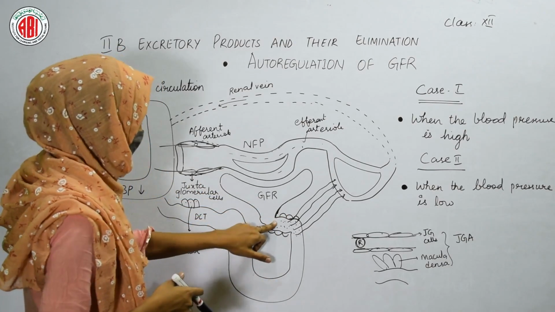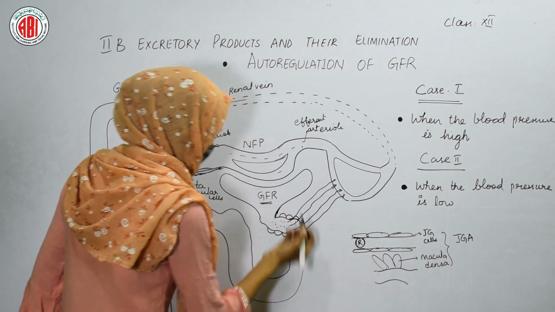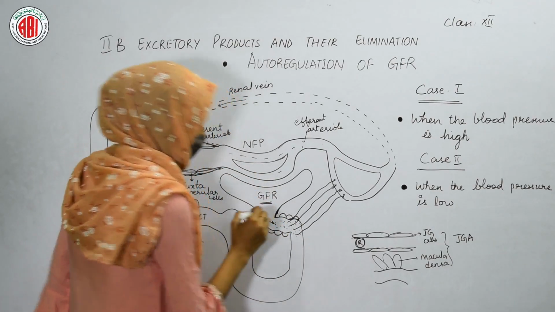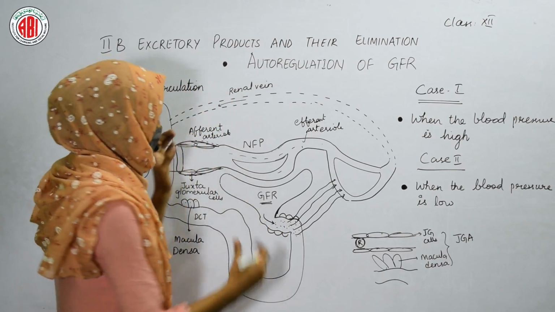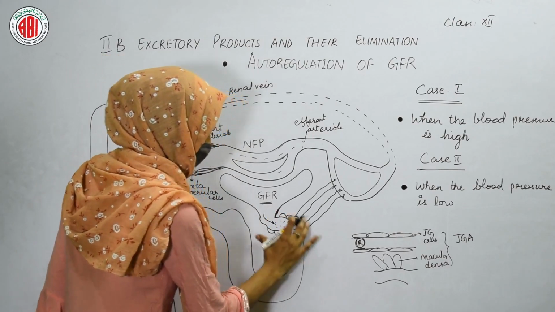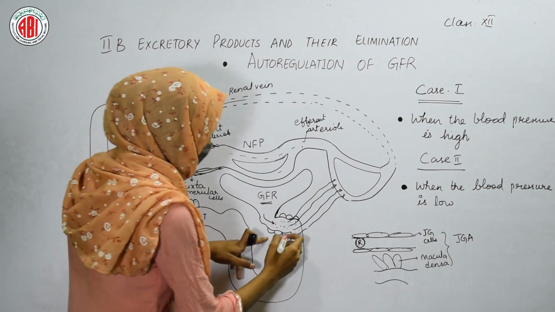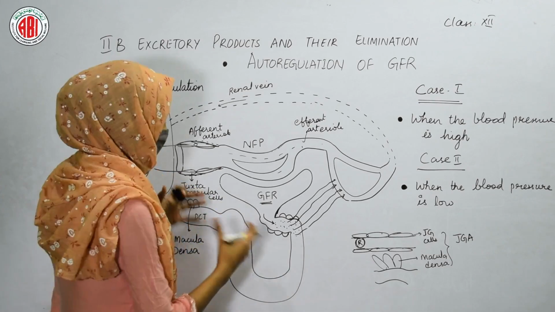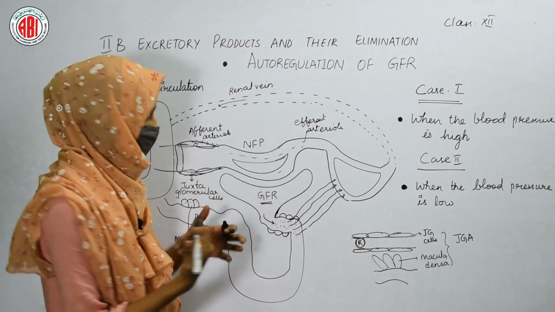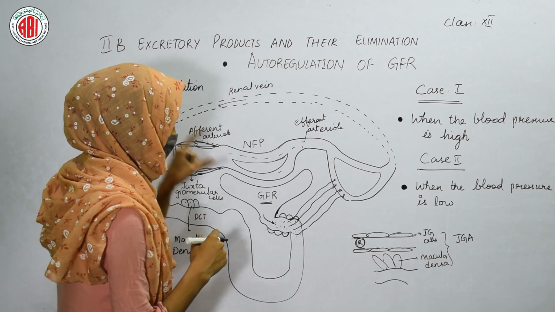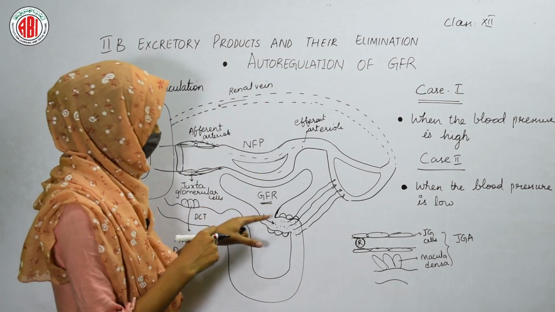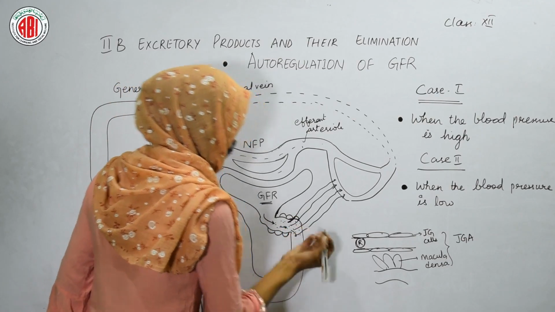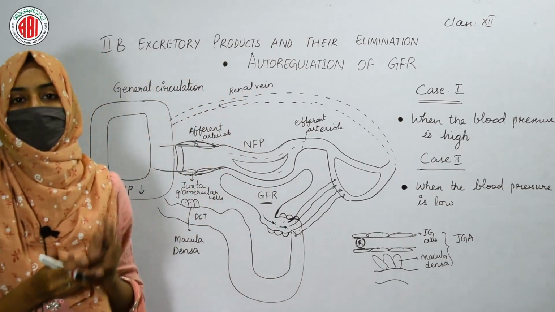So, as the filtrate enters from the glomerulus, it reaches the proximal convoluted tubule. When it enters into the proximal convoluted tubule, some of the cells present here are specially designed to absorb the salt particles. So, the filtrate is going into the proximal convoluted tubule with very low pressure.